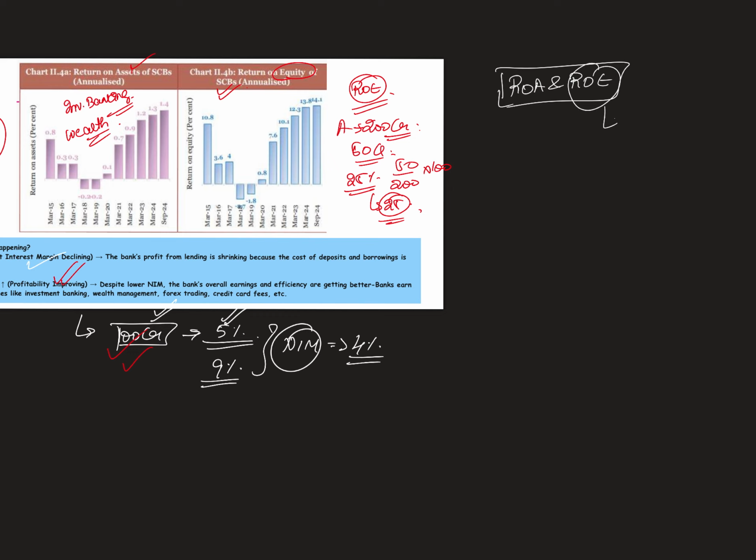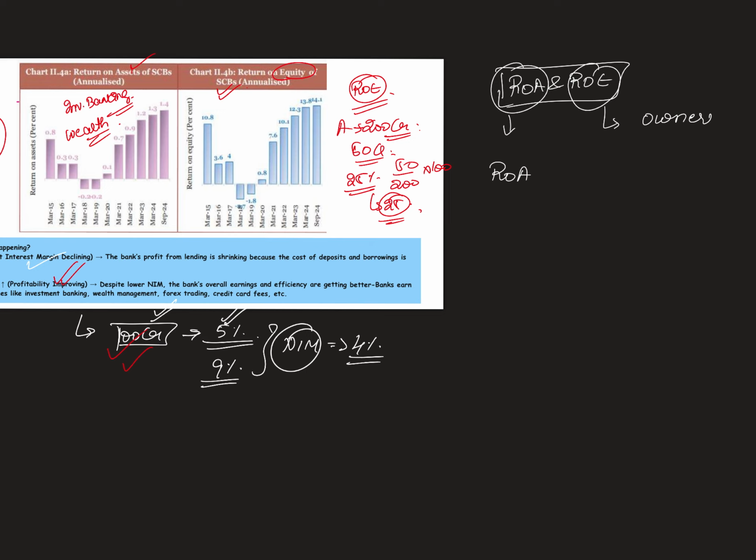So ROE is all about the shareholder. How much profit is it giving to the owners? And ROA is all about how much profit the bank is making from its assets. Now, what is the link between ROA and ROE?